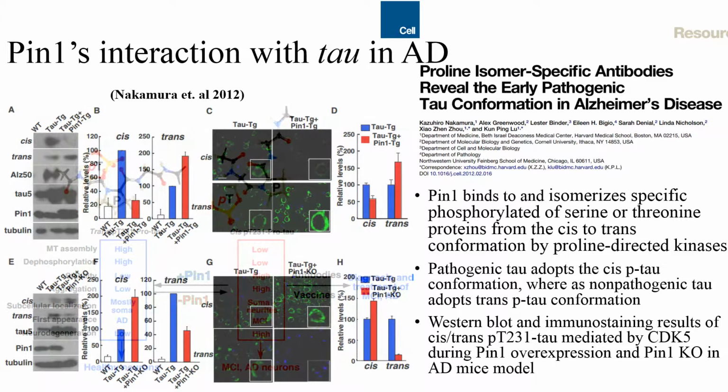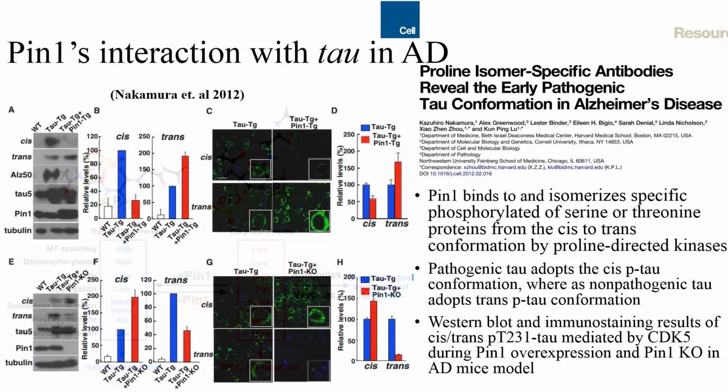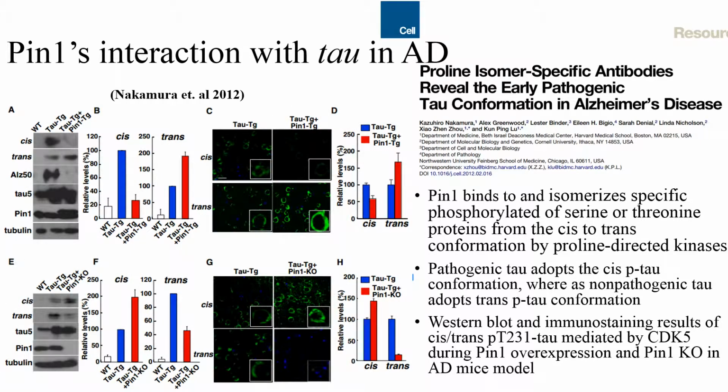They compared and measured the relative levels of cis and trans-p-tau in transgenic mice overexpressing tau-TG, with double transgenic mice expressing tau-TG plus endogenous PIN1 overexpression and double transgenic mice expressing tau-TG plus PIN1 knockout. Both the Western blot and immunostaining results corroborated that the overexpression of both endogenous PIN1 and tau yielded higher levels of trans-p-tau and lower levels of cis-p-tau, which would suggest that PIN1 can restore hyperphosphorylated pathogenic tau to physiological tau via cis-to-trans isomerization.